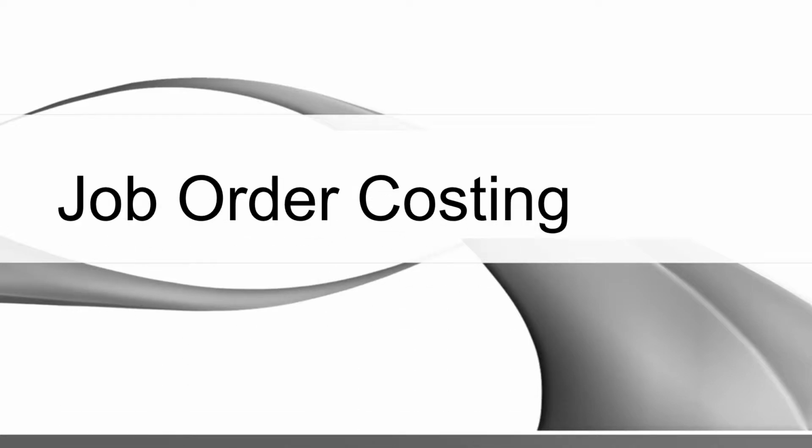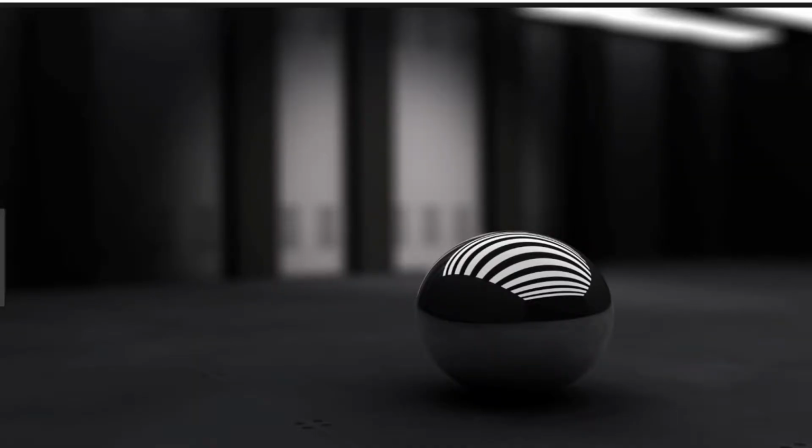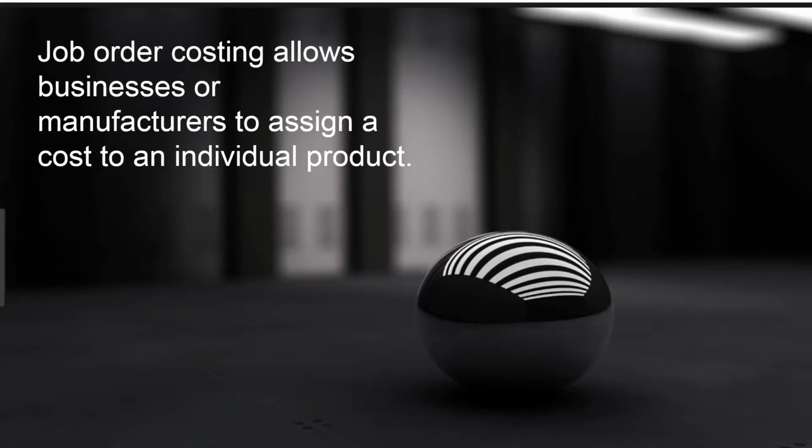In this video, we will talk about job order costing. Job order costing allows managers to determine the cost of each product and service. Job order costing is used by businesses or manufacturers who produce products and services as individual units. Job order costing allows businesses and manufacturers to assign a cost to an individual product.